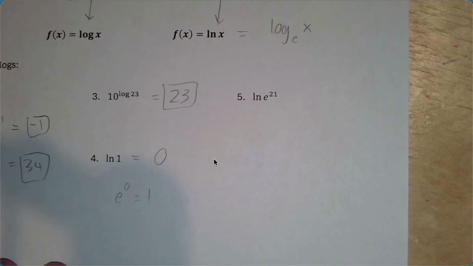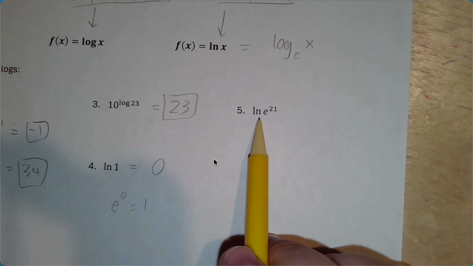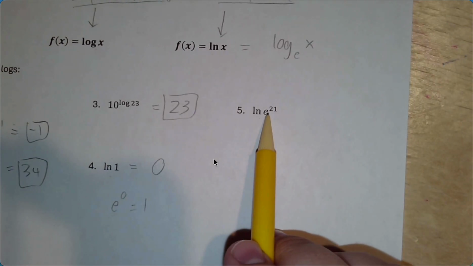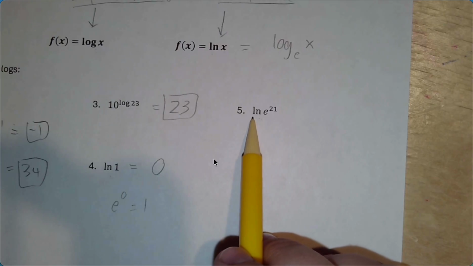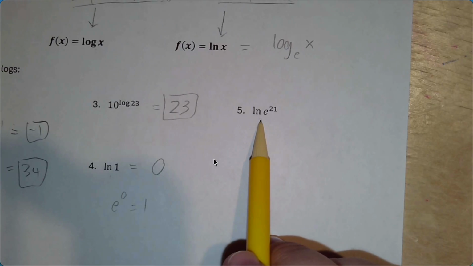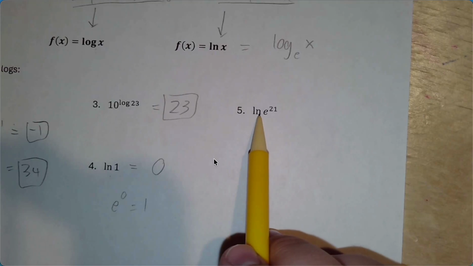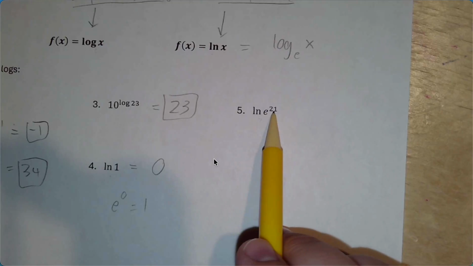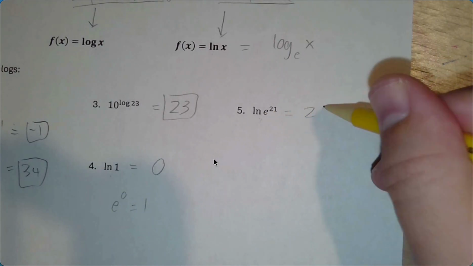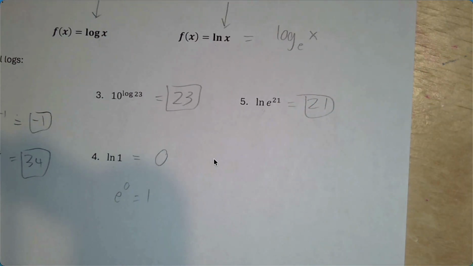One more question. E to what power gives me e to the 21st power? Again, why am I saying e and pointing down here? Because I see ln, so I know there's a base of e. So ln means e is your base. And how did your base become e to the 21st power? And the answer is I raised it to the 21st power.